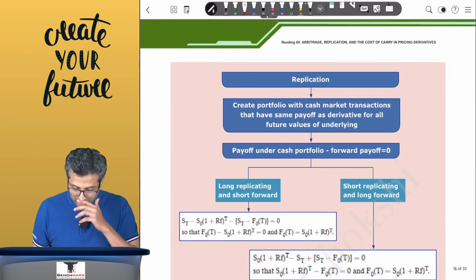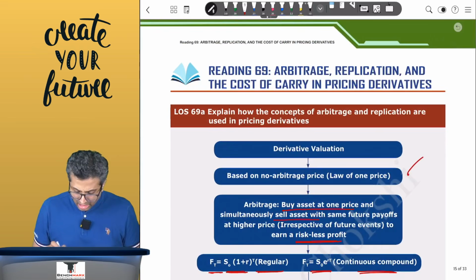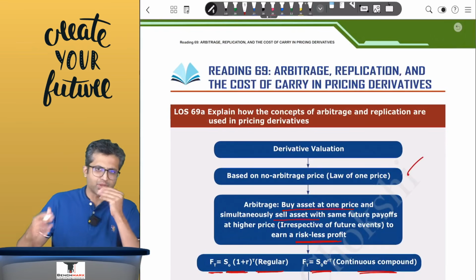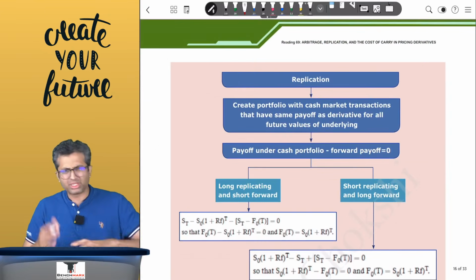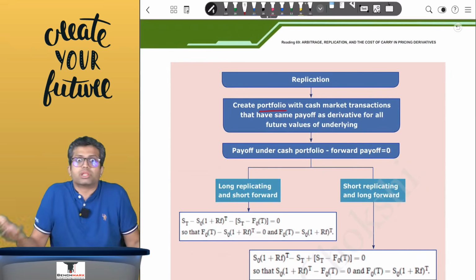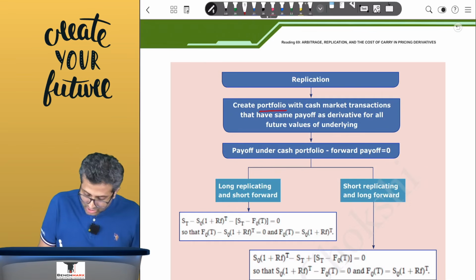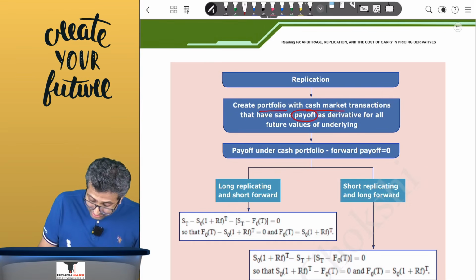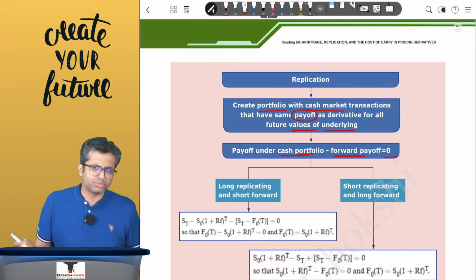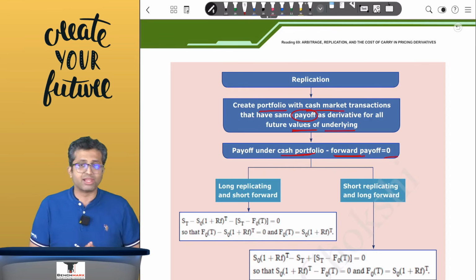Now another thing here is something called replication. In arbitrage pricing, you are buying the asset in one market and selling it in the other market. In the case of replication, which is a similar concept, you are creating a portfolio which has a similar payoff. So if there are two portfolios and both have similar payoffs, they should carry similar values. A portfolio with cash market transactions has the same payoff as the derivative for the future values of the underlying, in which case the payoff of the cash portfolio minus the forward payoff should be 0, because if these portfolios are the same, then their values should be the same.